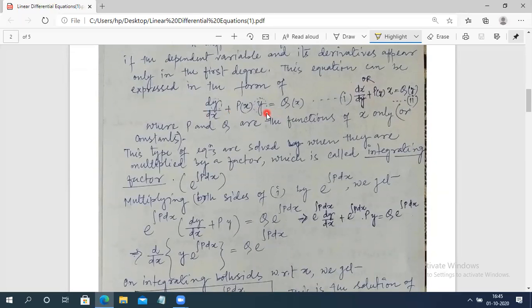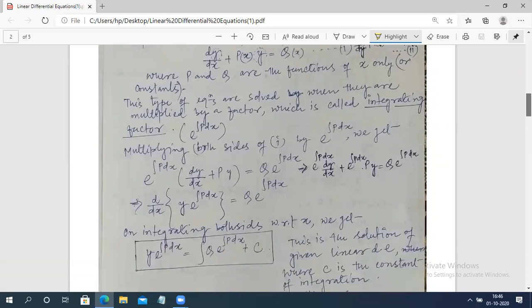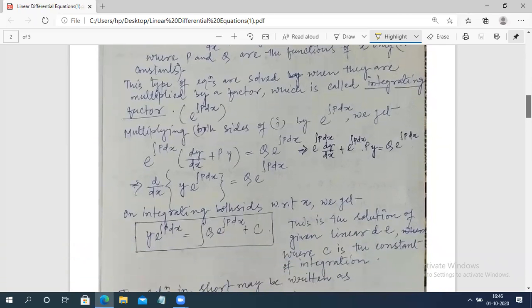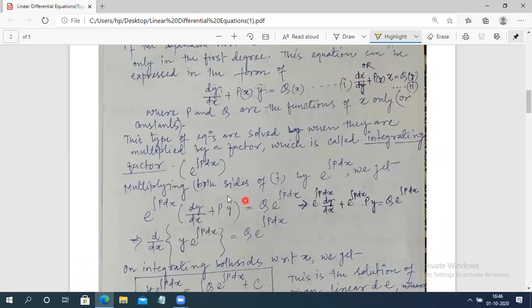Okay, so this is the solution of the given linear differential equation, which is of the form dy by dx plus p into y is equal to q, where p and q are functions of x only, or they may be constants. So there is no need to do all this derivation in your solution.